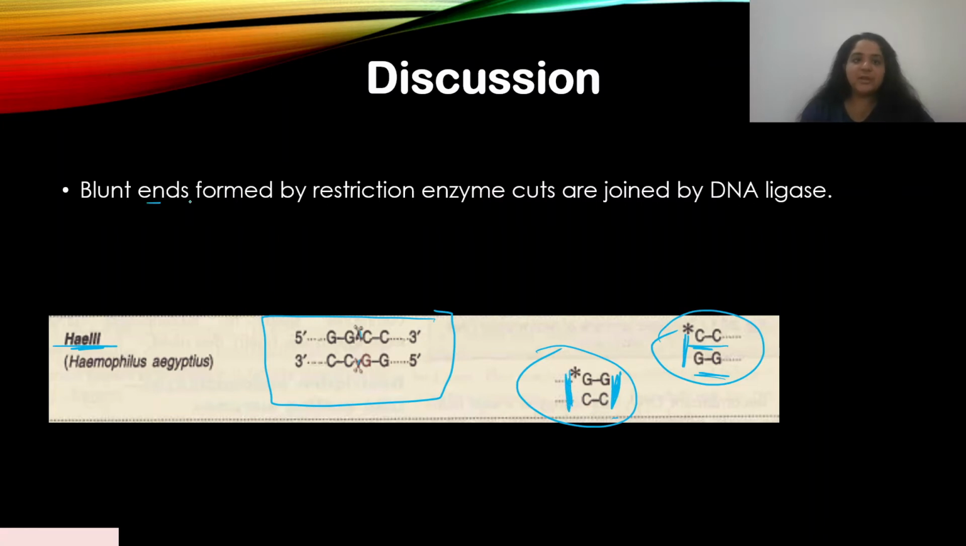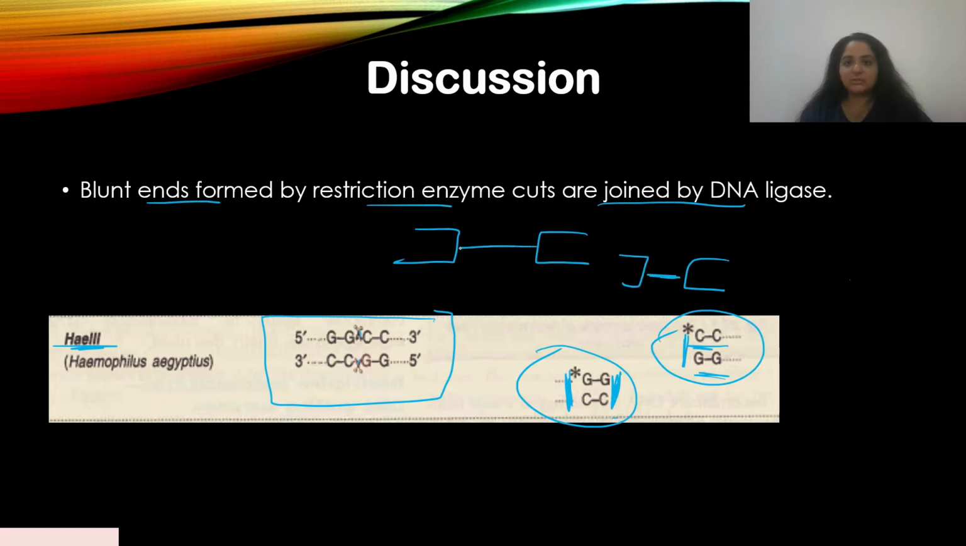Blunt ends formed by restriction enzymes cuts are joined by DNA ligase. Now there is no complementary nucleotide or anything required. Let's say you have a blunt end formed in the vector and you have this blunt end formed by the restriction endonuclease. You have this gene fragment over here, you have this vector DNA over here. Directly go and stick it in. That's the job of DNA ligase. It inserts that DNA and sticks the ends there. Phosphodiester linkages are formed over here. So DNA ligase does the job when it comes to blunt ends.